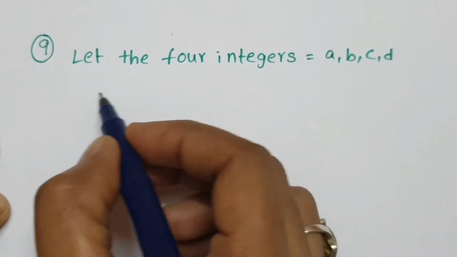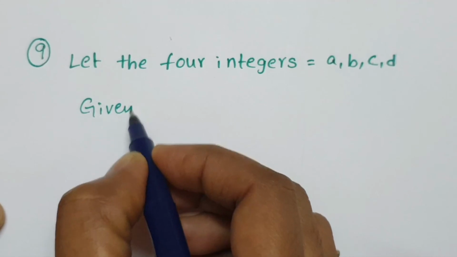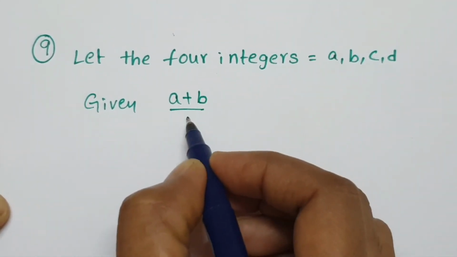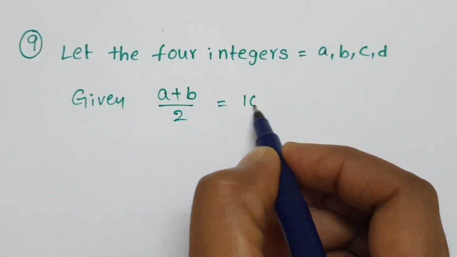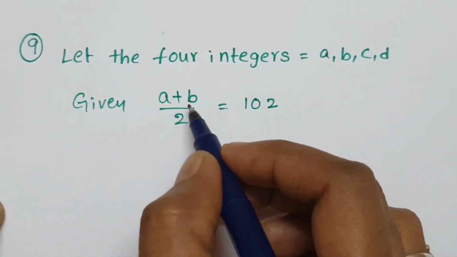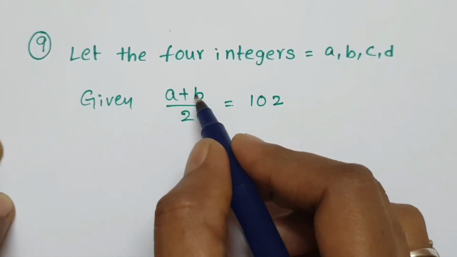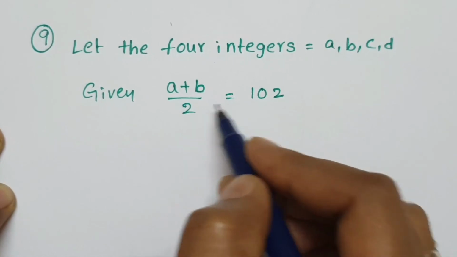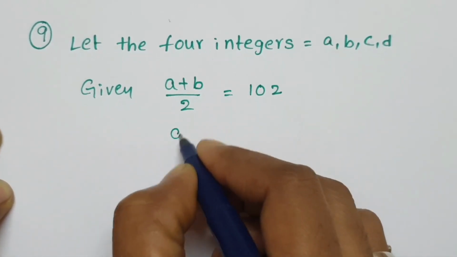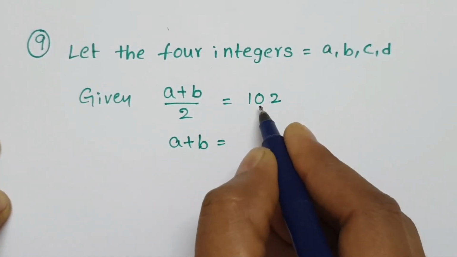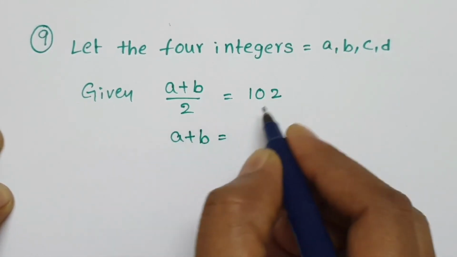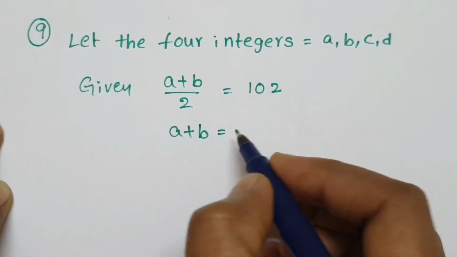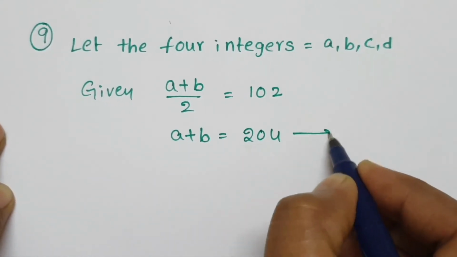For that, given, so what is given? Sum of 2 integers means (a plus b) by 2 equals 102, the average of the first 2. Average means sum of observations by number of observations. a plus b by 2 equals 102. For this, a plus b equals 102 into 2. The 2 goes to that side, it changes to product. 102 into 2 gives 204. This is equation number 1.